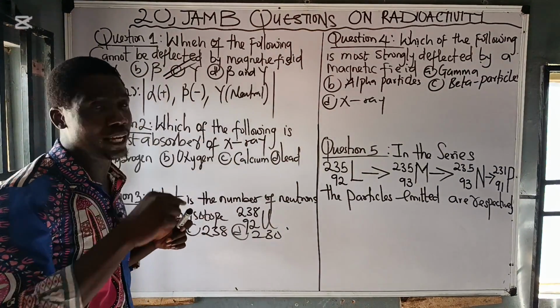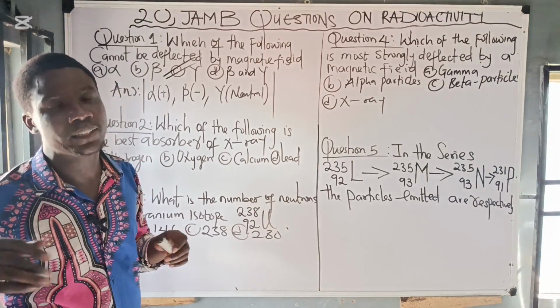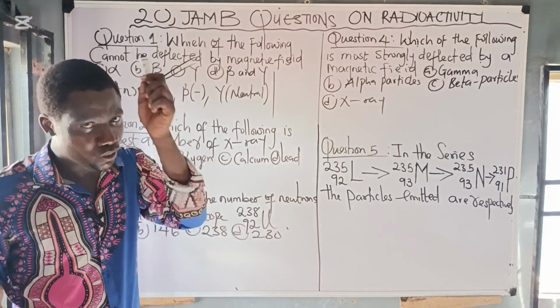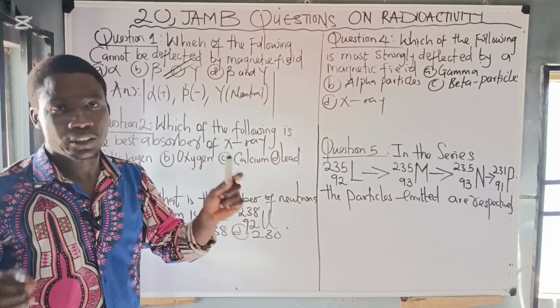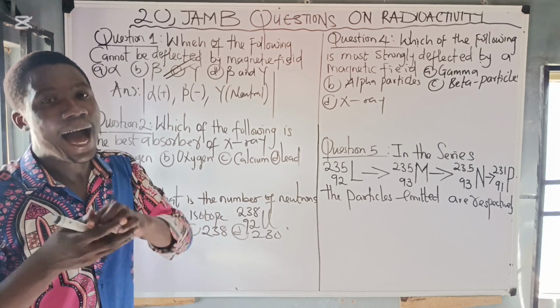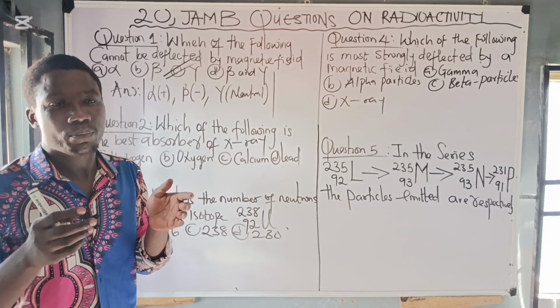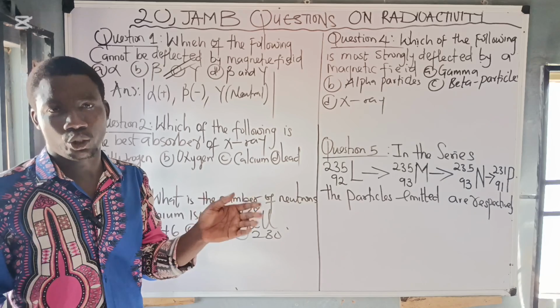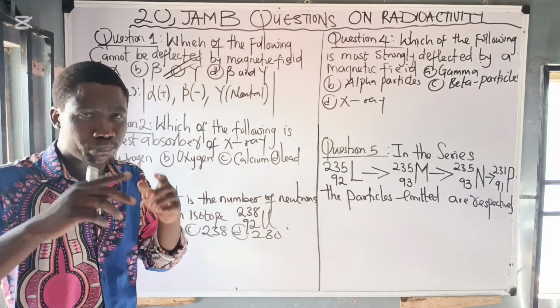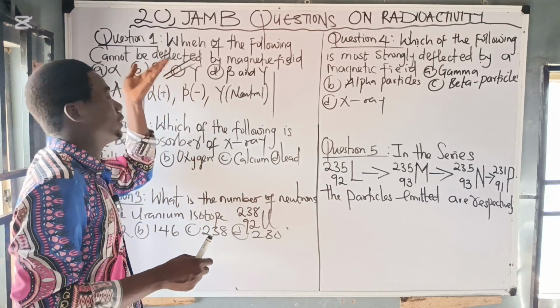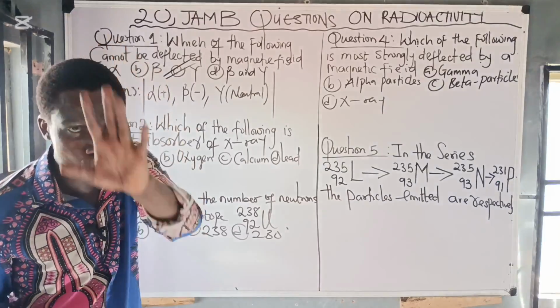So it should be noted that gamma ray cannot be deflected by an electric field, neither by a magnetic field. Note it down. Write it down. Alpha can be deflected. Beta can be deflected. Do you understand? We can deflect both, but we cannot deflect gamma, because it is neutral.